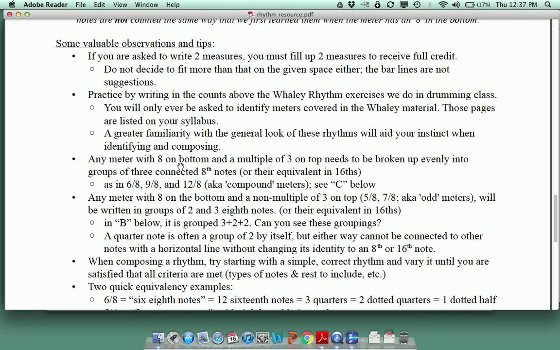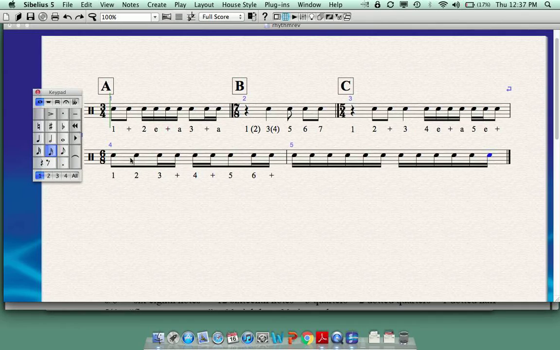Any meter with an 8 on the bottom and a multiple of 3 on the top, so that would be 3, 6, 9, or 12, needs to be broken up evenly into groups of 3 connected eighth notes, or their equivalent in 16ths. So if I go back here, that's what that's referring to. Putting the groupings there, putting the groupings there. You can technically write out everything separately, but if you want to show me that you really get it, which will help me give you the benefit of the doubt in other places where you're writing rhythms and I'm not sure what you're trying to do, then you show me the groupings, and that'll give you some credit elsewhere on your exam.